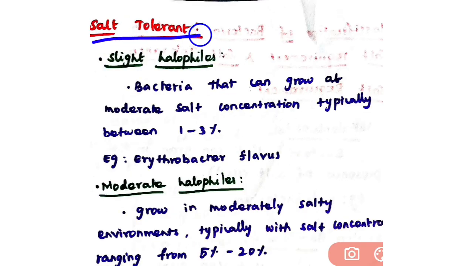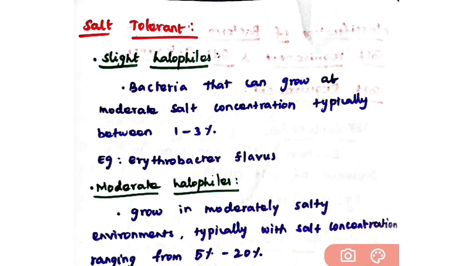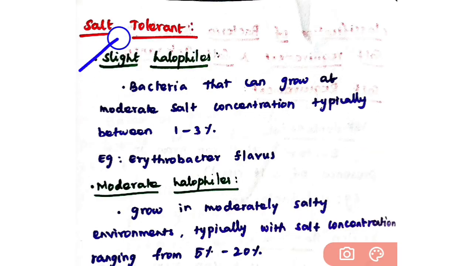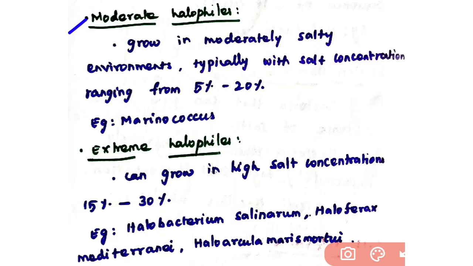Then based upon salt tolerance we can classify bacteria into three types: slight halophiles, moderate halophiles, and extreme halophiles. Slight halophile bacteria can grow at low salt concentration, typically between 1 to 3%. So it can tolerate very low concentrations of salts. Example, Erythrobacter flavus.